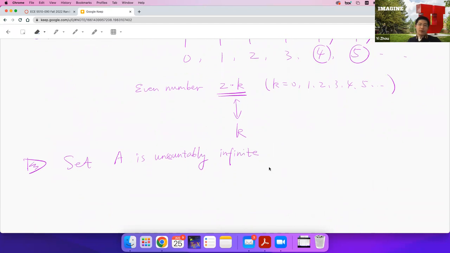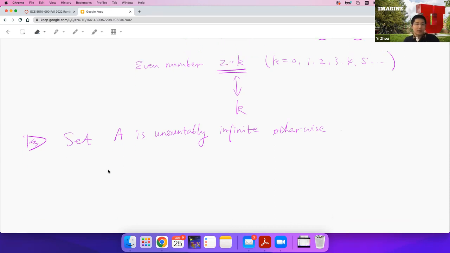We call the set uncountably infinite if it is not countably infinite. Okay, very tricky definition. If a set A is not countably infinite, then we call it uncountably infinite. Now, what is an example of an uncountably infinite set?